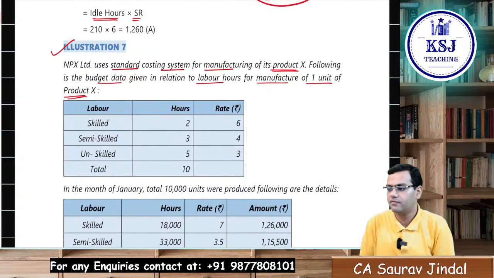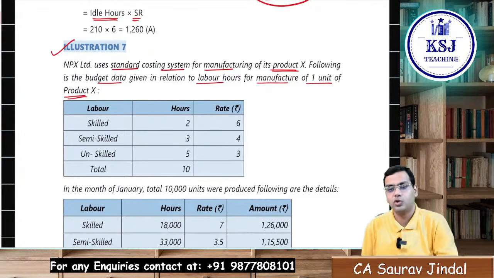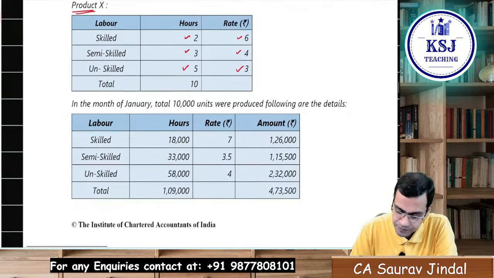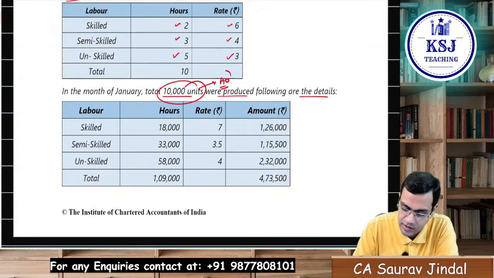So there is certain information that is given for the manufacture of 1 unit of product X: skilled, semi-skilled and unskilled. So 3 types of labor are there. Hours are given, rate is given 6, 4 and 3, right? In the month of January, total 10,000 units were produced. Following are the details. So 10,000 is what? It is the actual output.